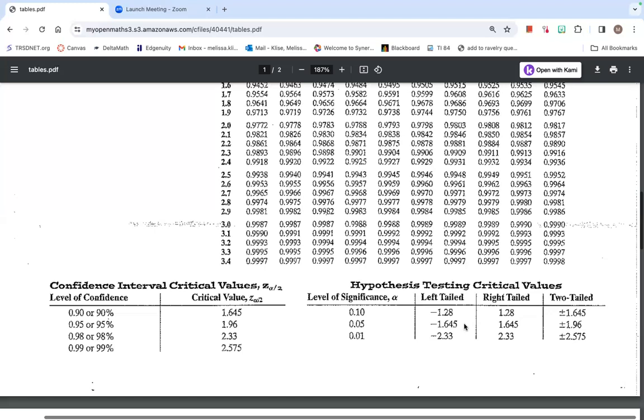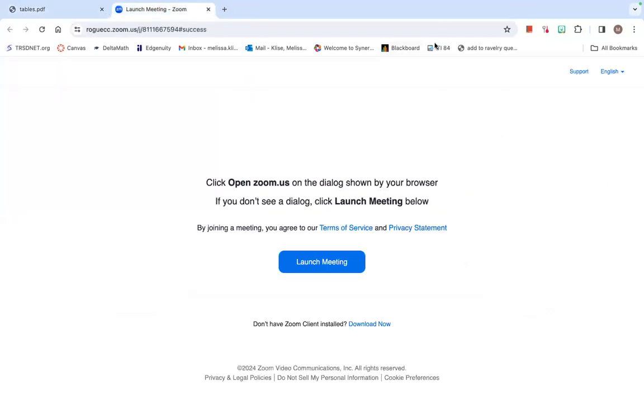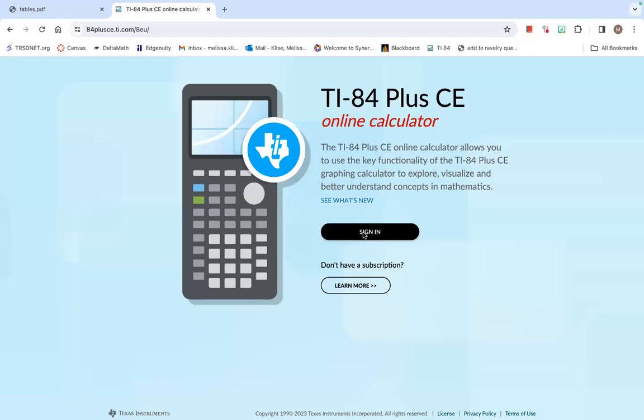So notice this is different because I had to cut my alpha in half. So you can use inverse norm to get these critical values. Just be really careful and remember you have to cut alpha in half for the two-tailed test. While I'm here, I'm going to at least click on my calculator and get it started because sometimes it doesn't want to play nice. We're going to need it today. Look at that, that came up really quick.